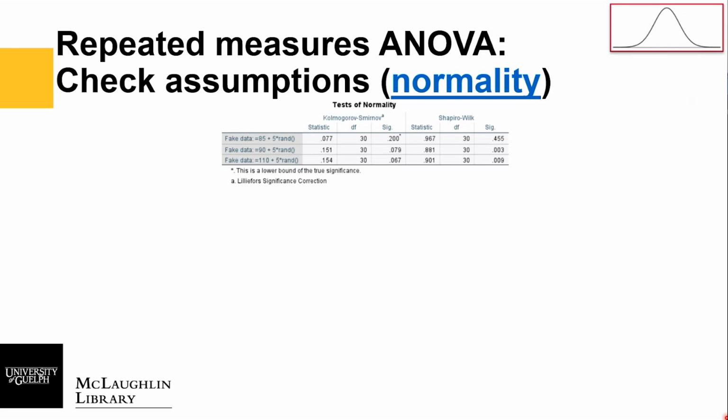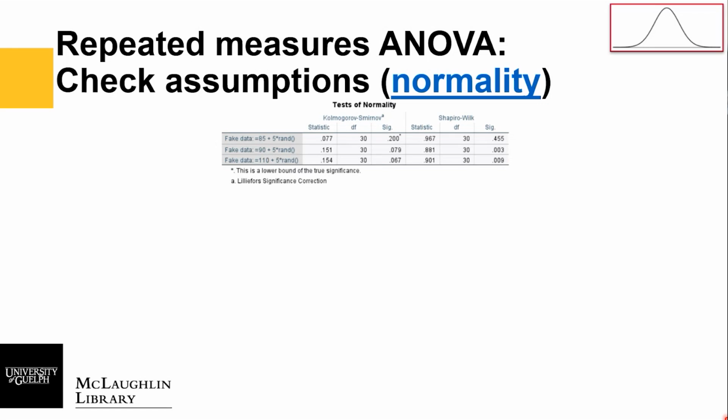Here we see we passed normality for one of our groups. So our first group is 0.455, that is greater than 0.05. So this group passes normality, but two of our groups actually fail normality, which is not good. That's how you can check normality using a statistic.